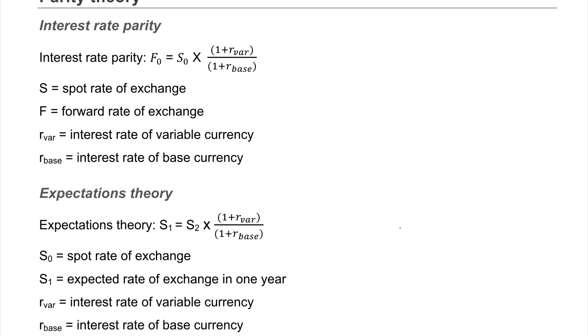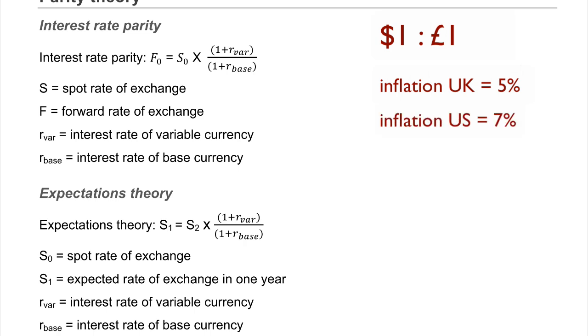Purchasing power parity, or sometimes known as the law of one price, suggests that price differences between countries should be ironed out through movements in the exchange rate. So if I've got, for example, an exchange rate of $1 to £1, and inflation in the UK is 5%, and inflation in the US is 7% per annum, then over the period of a year, you would expect the exchange rate to move to absorb those differences.